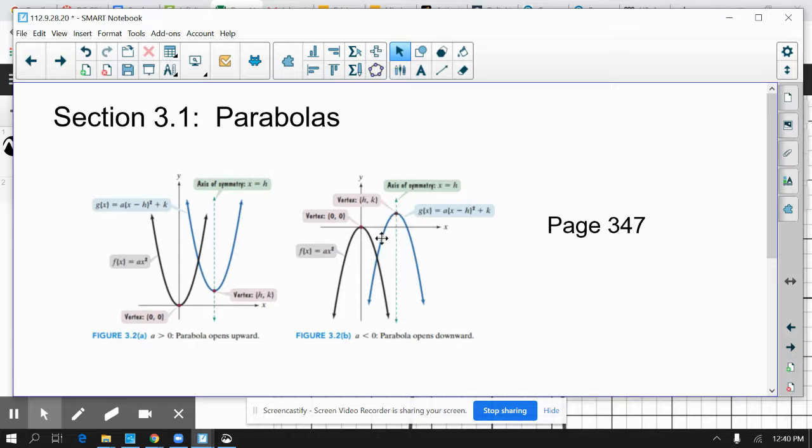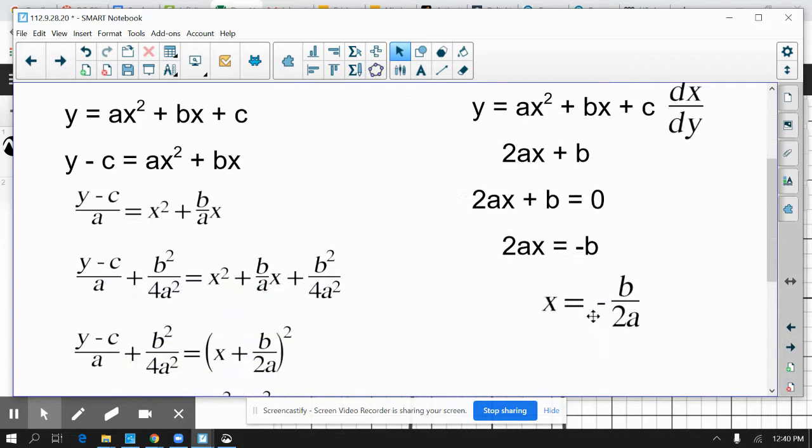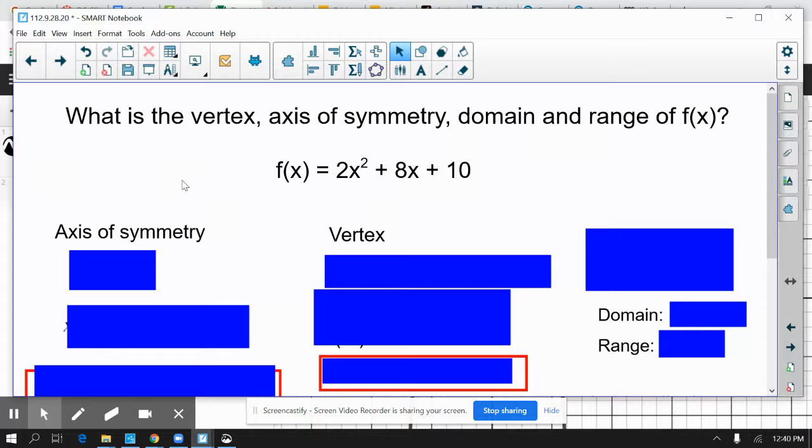Here, the change is increasing. Here, the change is decreasing. But at the vertex, there is no change. So you set that equal to 0, you solve for x, you get negative b over 2a. So that's all kind of defending why negative b over 2a even exists. But it's just something you need to remember.